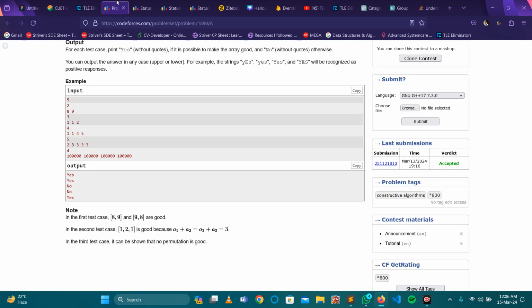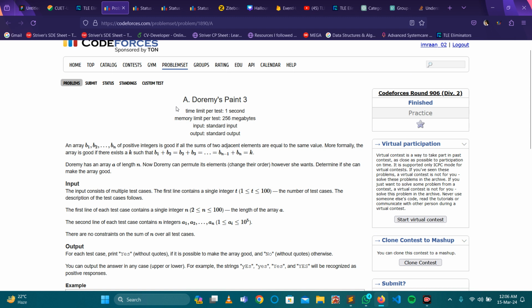This is the problem statement. You all can go through it. So they will give us an array and we have to say whether it is possible to sort the array as a good array or not. By good they mean that all the sums of two adjacent elements are equal to the same value.